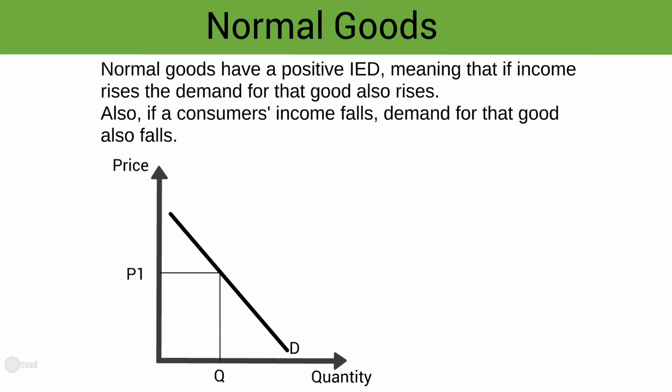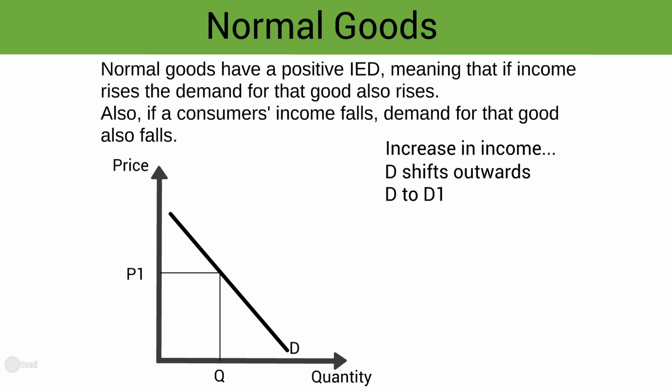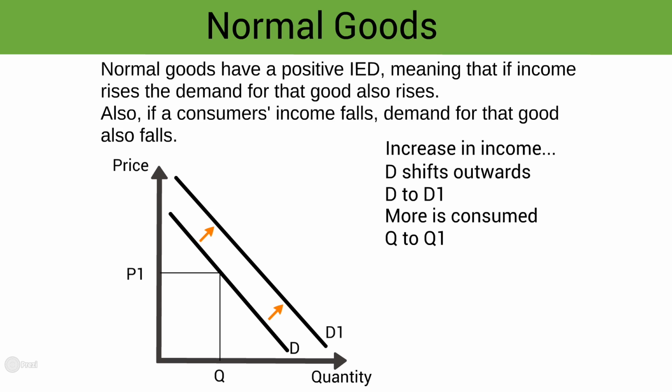So here we have a demand curve for a normal good. The price in this market is P1, and with a level of demand of D, the amount that will be demanded is Q. Now we're going to have an increase in income for our consumers. This causes demand to shift outwards because a rise in income increases the demand for that good. Therefore, demand shifts outward from D to D1. If we assume that the price stays at P1, this leads to a greater quantity being consumed. With the new level of demand D1 and a price of P1, Q1 is then consumed in the market.